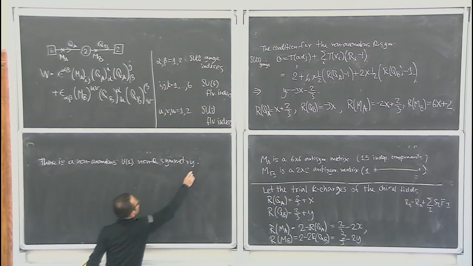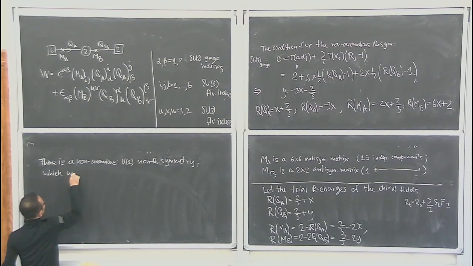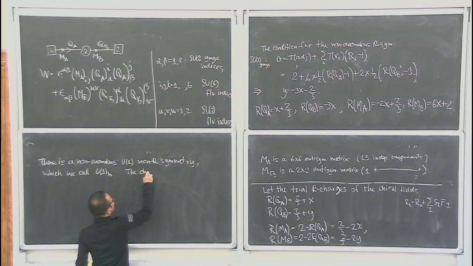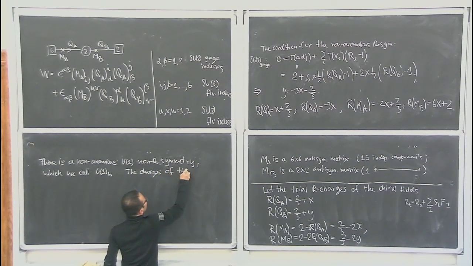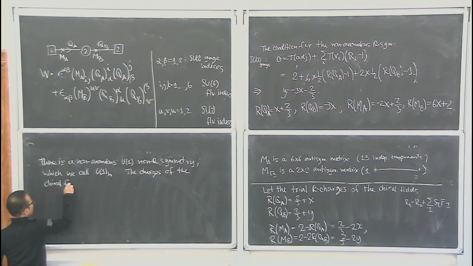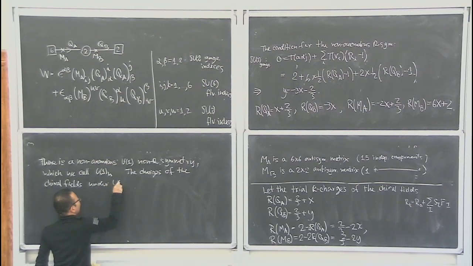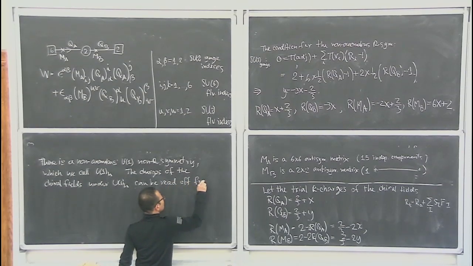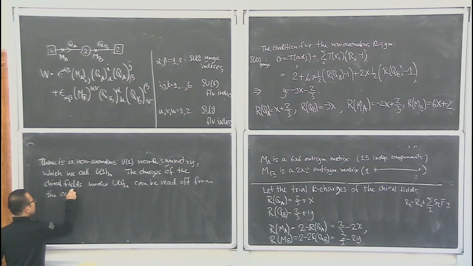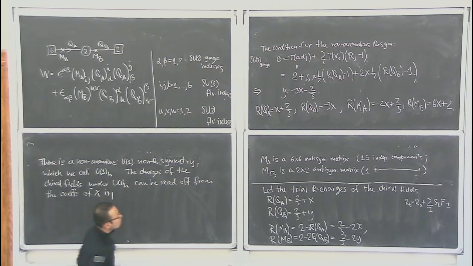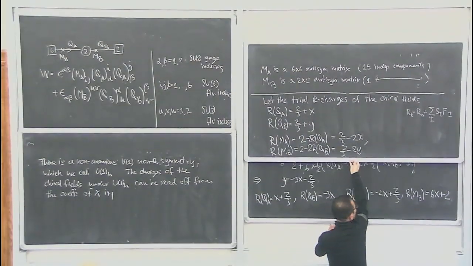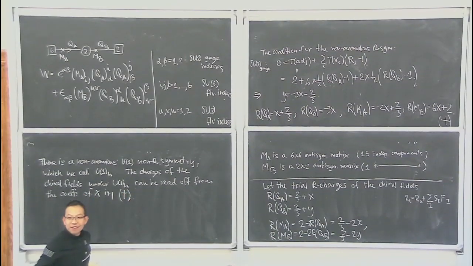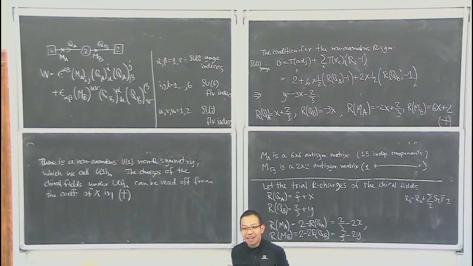Okay, which we call U1H, okay? The charges of the chiral fields under U1H can be read off from the coefficient of x in, let's call it, dagger. Okay? So let me tabulate what I can tabulate for you.